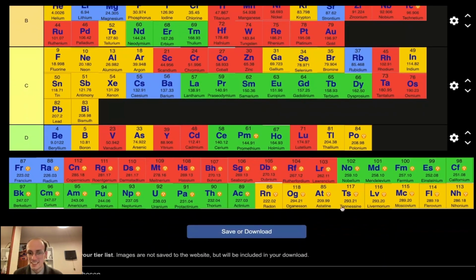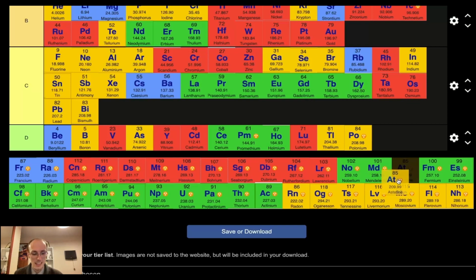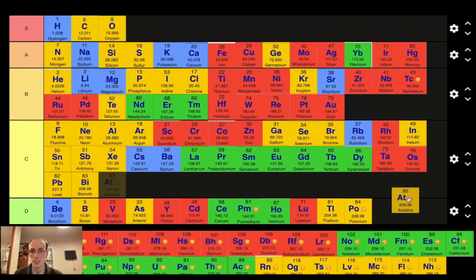Astatine is next up, element number 85. It's the rarest naturally occurring element in the Earth's crust and has possible uses as a potential cancer treatment, but other than that, not particularly interesting. It can also go in D.